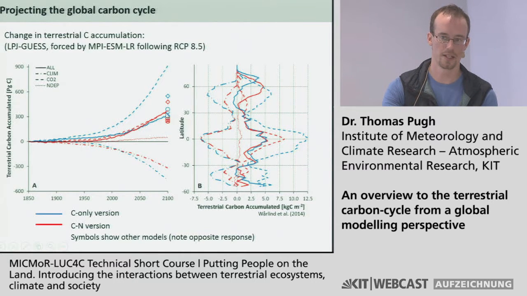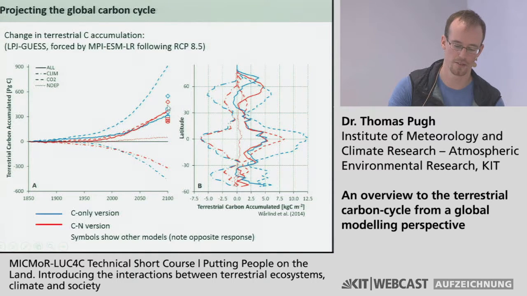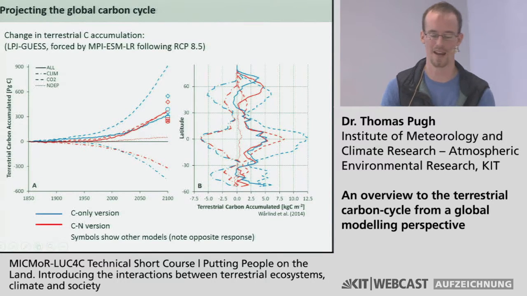So in the LPJ-GUESS model, we actually get a net carbon uptake that's pretty similar to the carbon-only model, but these other symbols here show the difference for a range of other models in the literature which also incorporate nitrogen, and every other model apart from LPJ-GUESS shows some sort of decrease in the amount of carbon taken up under climate change. We've got no idea which is right, because they all incorporate different kinds of processes. Some of those models don't have dynamic vegetation, some of them do, but do it in a different way, and it's really uncertain how this is going to happen.